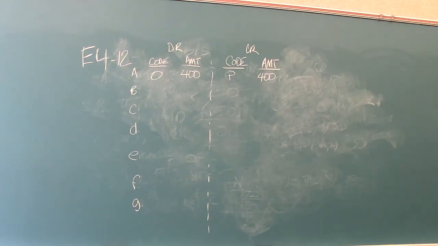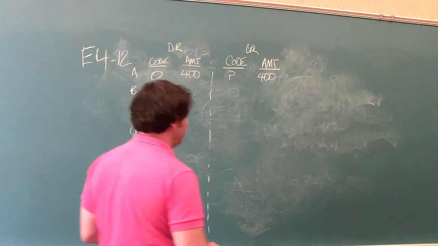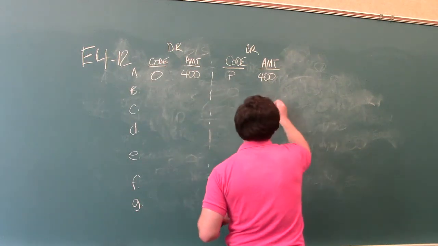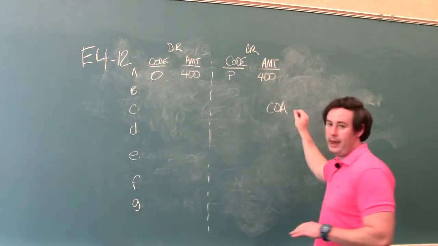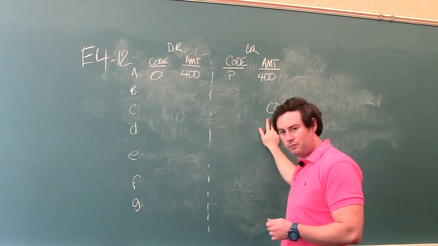Okay, the last one for homework 1 on chapter 4 is E412. E412 gives us some information about Mouse Potato Inc. And it gives you essentially what is a chart of accounts, okay? The reason why I picked this problem is because it deals with what can be considered a chart of accounts. COA standing for chart of accounts.